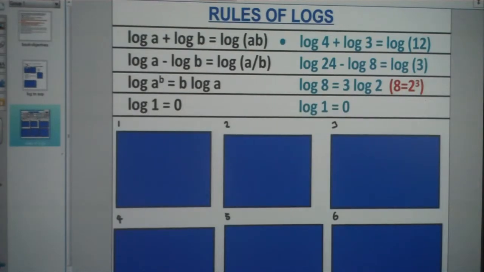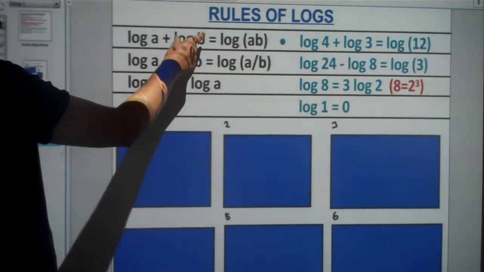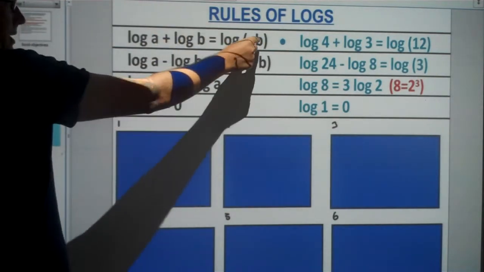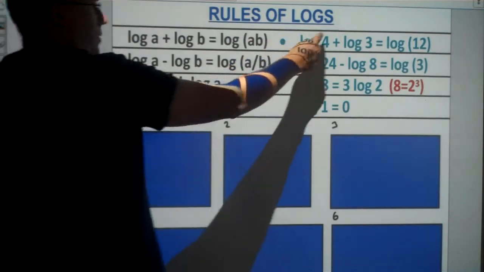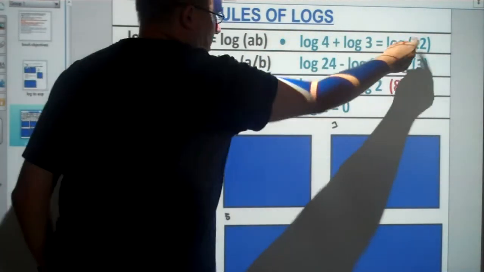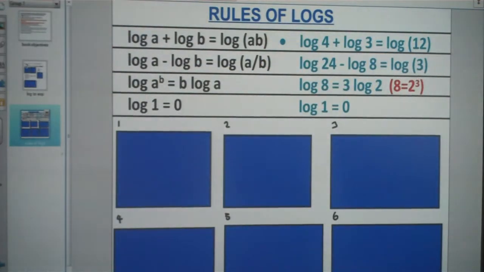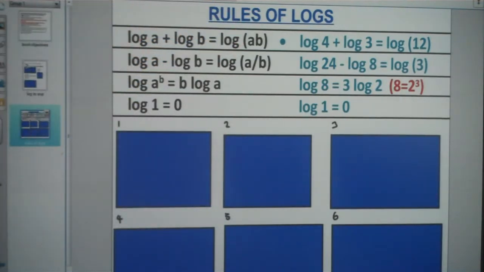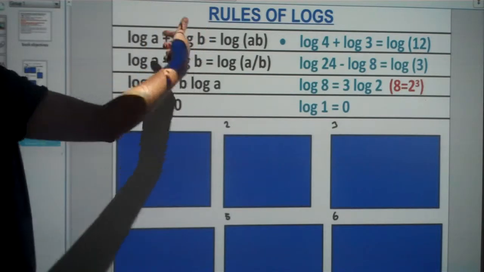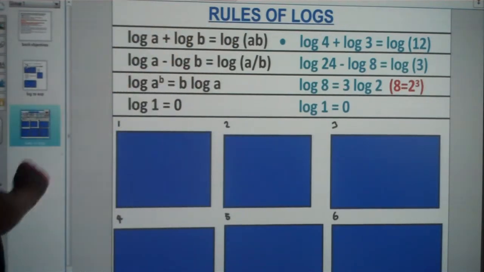Now the other thing you have to be able to do is the rules of logs. The main rules of logs I put up on the board here. If you've got the log of something plus the log of something, then you can actually multiply the two things together and combine it into a single log. So for example, the log of 4 plus the log of 3, 4 times 3 is 12, so I can just say it's log 12. That is provided that the bases are the same. I haven't just put base 10 here because it works for any base, but the bases must be identical for both if you're going to combine them like that.